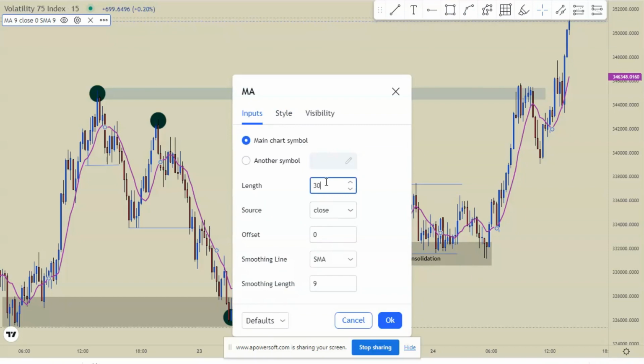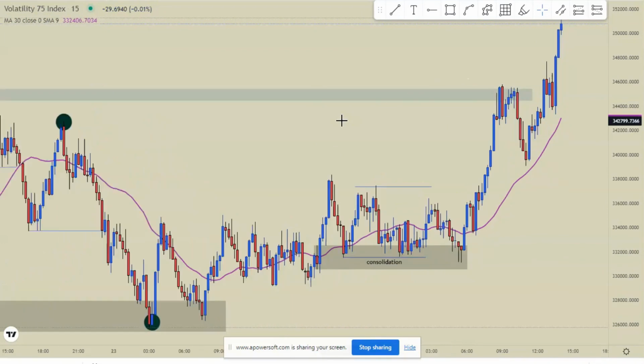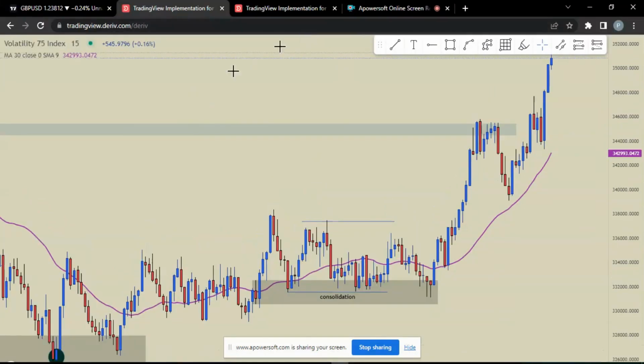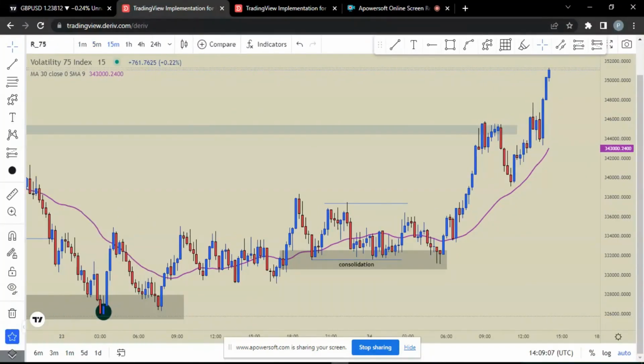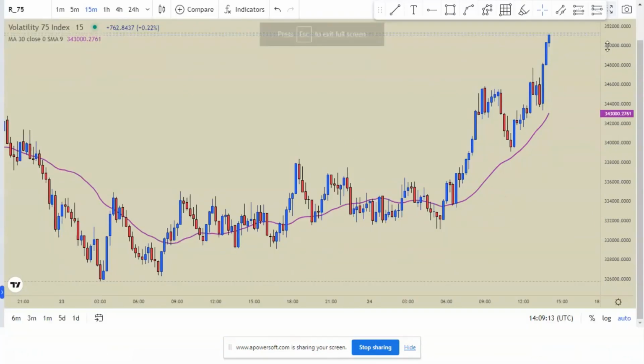Let's make it a 30 period moving average. So someone could use indicator based strategies. So someone could use a technical indicator like this one. Actually, let me first delete all the drawings. So that's what I wanted.